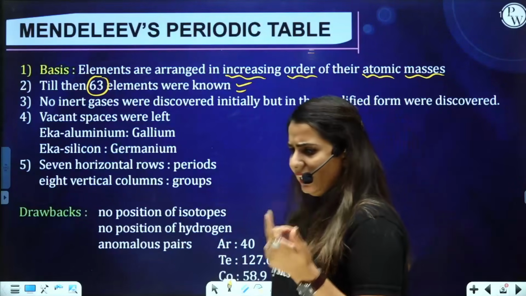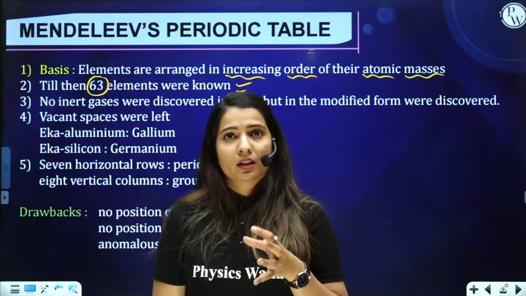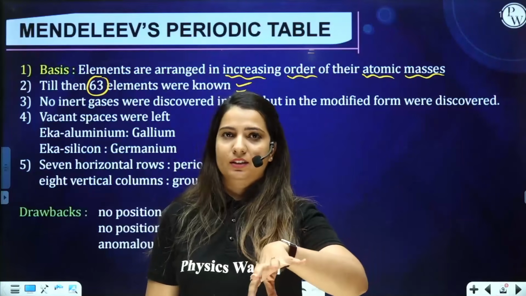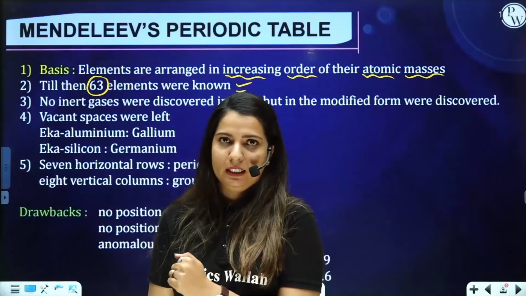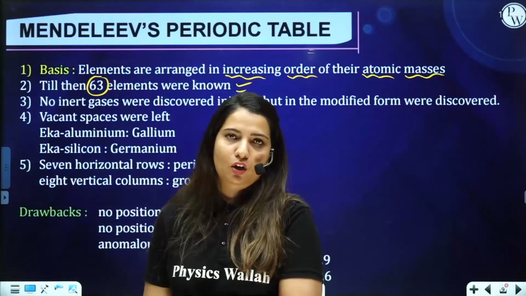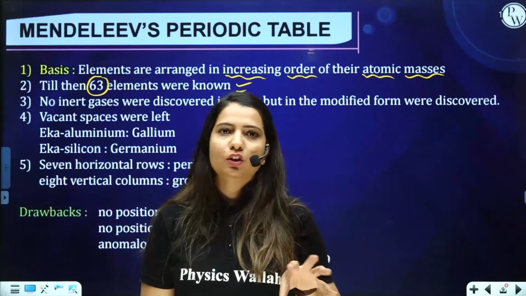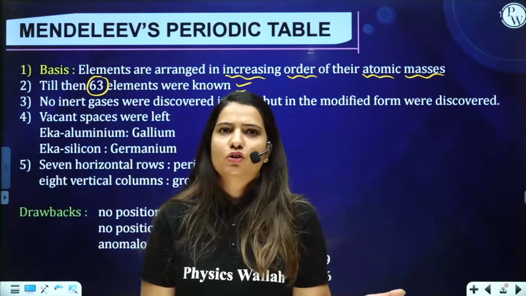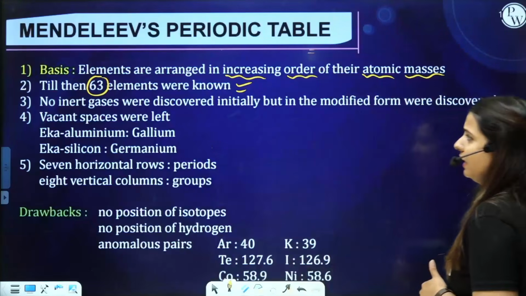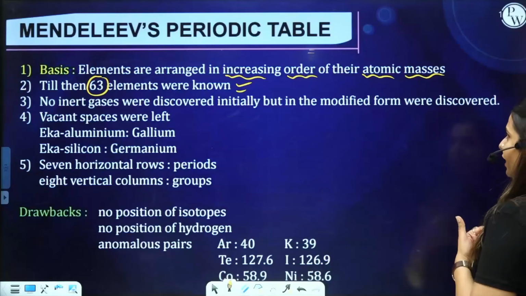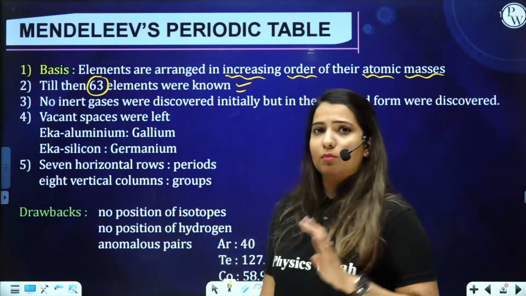See, when Mendeleev came, the noble gases were not discovered. But when he was working, they were discovered in the middle of his work. So we have a modified form of Mendeleev's periodic table, in which there is a separate group of the noble gases called the zero group. In the first table, there was no separate column, no indication of the noble gases, but in the modified form it is present, right? So no inert gases were known initially, but they were discovered later. Okay, we will discuss point number 4 in some time.